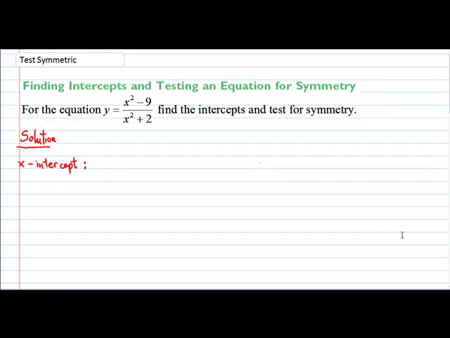In this example, I'll show you how to find the x-intercepts and to test the symmetry of this equation. Solution. First, we're going to find the x-intercept. To find the x-intercept, we let y equal to 0 and solve for x.